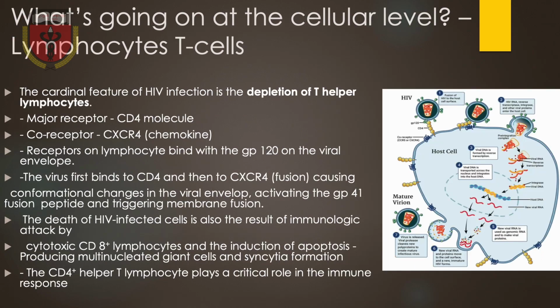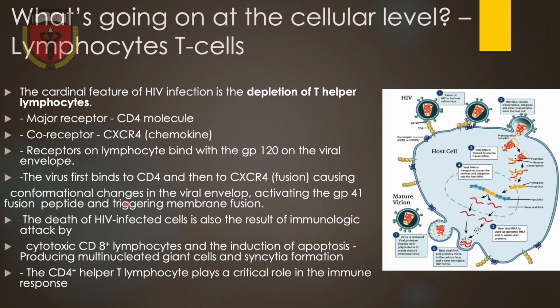And then in the lymphocytes, we already talked about it. T cells are really the cardinal cells that HIV likes to infect. The cardinal feature of HIV infection is that once it infects, it just destroys them, so it's depletion of T helper lymphocytes. The major receptor I talked about is CD4 on CD4 T cells, and then the co-receptor CXCR4, the receptors on lymphocytes that bind with GP120. We talked about it in the second slide of this lecture, in the HIV replication, HIV life cycle.